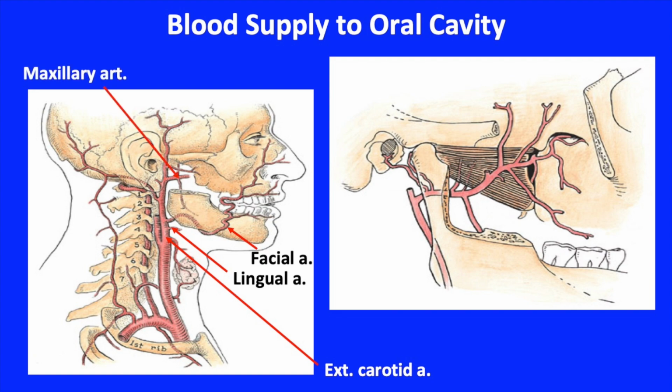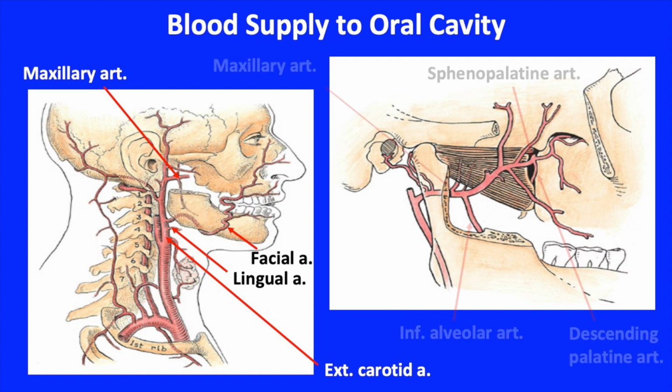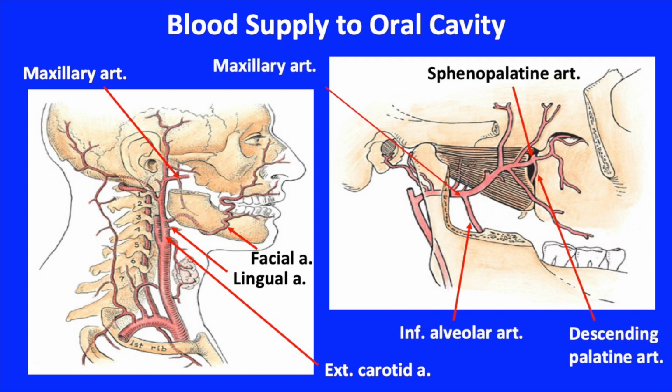The remaining blood supply to the oral cavity is from the maxillary artery, one of the terminal branches of the external carotid artery. And we see here the maxillary artery will send numerous branches into the oral cavity to ultimately terminate as the descending palatine and the sphenopalatine arteries. These arteries then accompany their eponymous nerves.